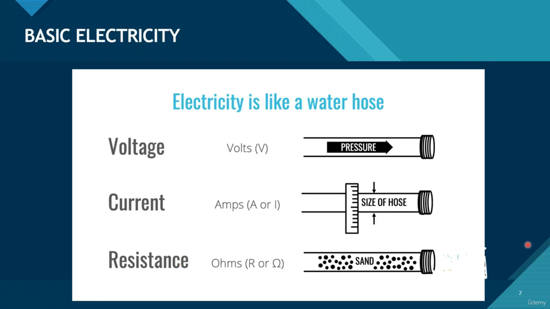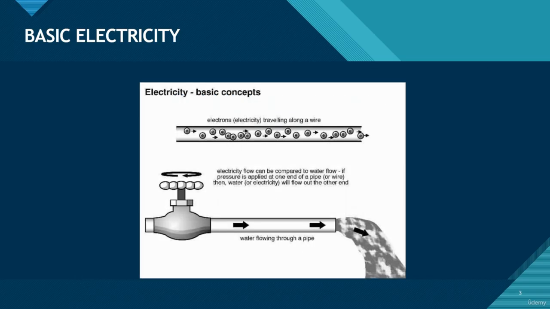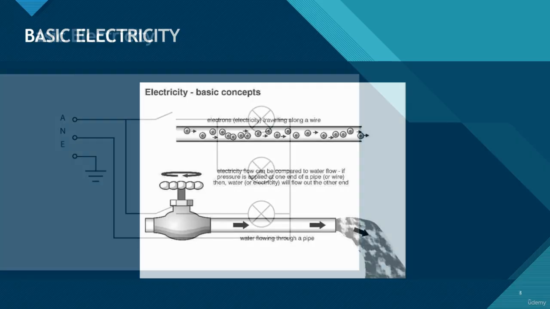Okay, and on this next slide is just another little example. These are the electrons flowing through, and for example, the more you open this valve, the more pressure you'll have going through the pipe. And again, the size of the pipe would determine the current, and if you had any rocks or anything inside the pipe, that would be considered a resistance. So just another little example.